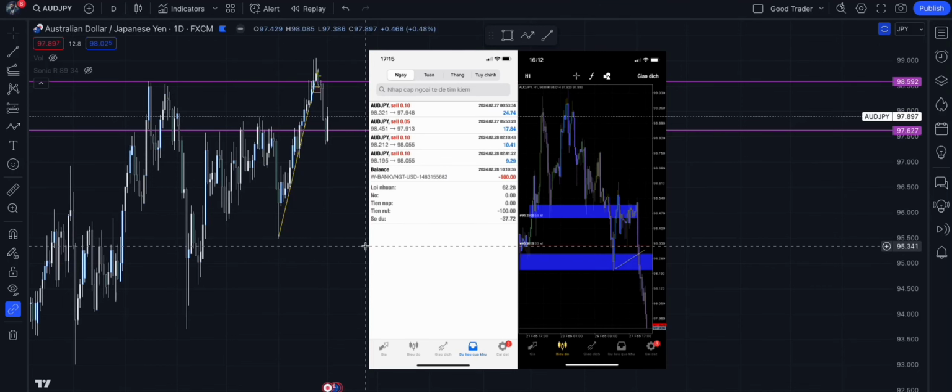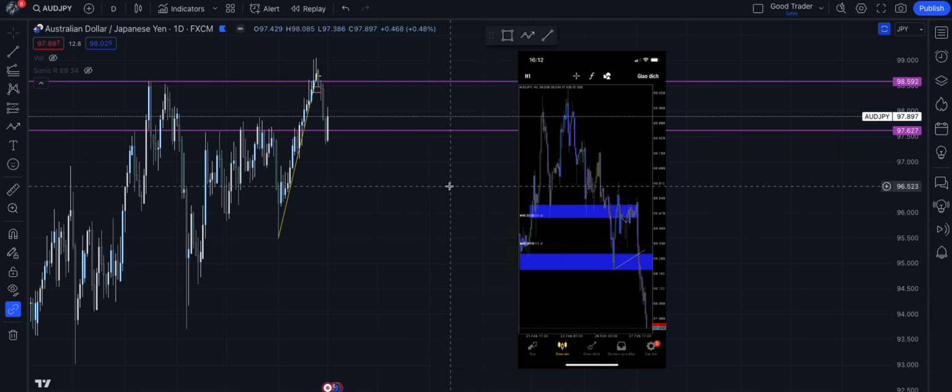To break down my trade from last week of the Australian dollar and the yen. I made this profit and I withdrew it. Here's my position, so let's get into it.